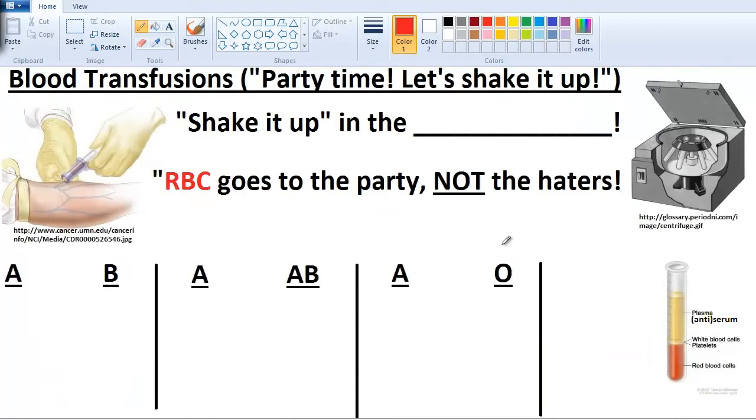Blood transfusions. I'm calling this party time. Let's shake it up. I want you to pay very, very close special attention to this step right here, because this is where everybody usually messes up when it comes to blood transfusions. Alright, so let's see if this works. Okay, so first, you're going to draw the blood. You're going to take it into the syringe, tube, whatever, and you're going to shake it up. Shake it up, set the party, you know, good time. It's in the tube, and this machine starts to revolve around. What's the name of this machine? This is called a centrifuge.